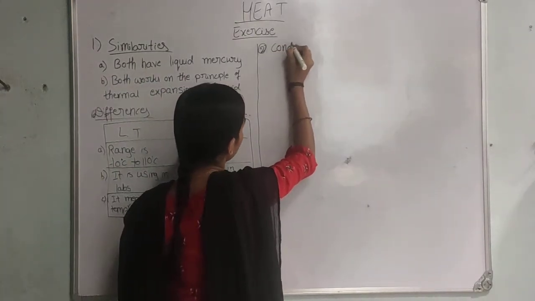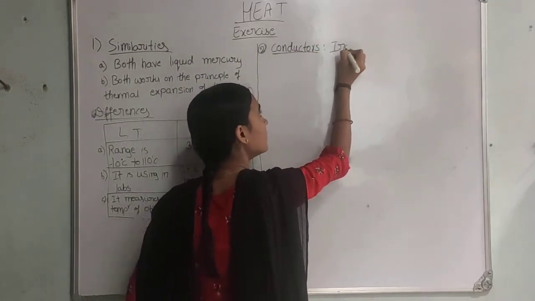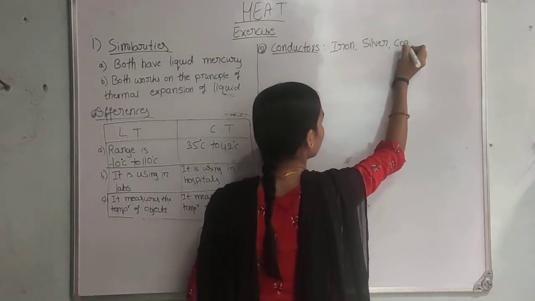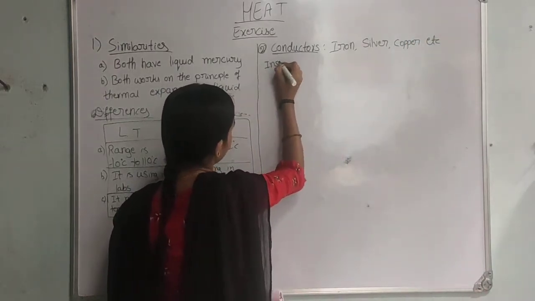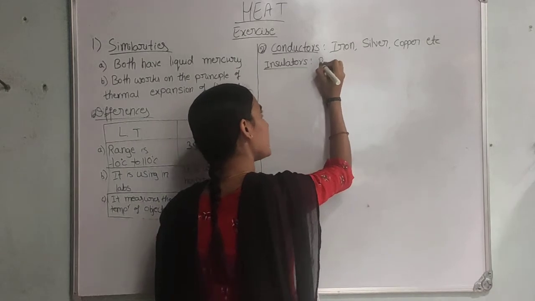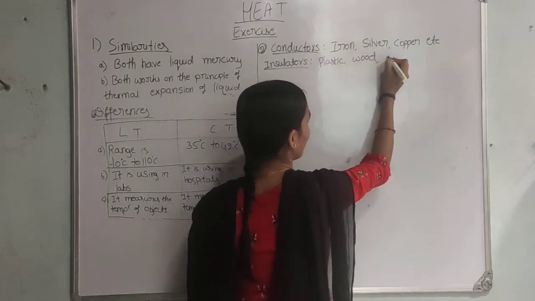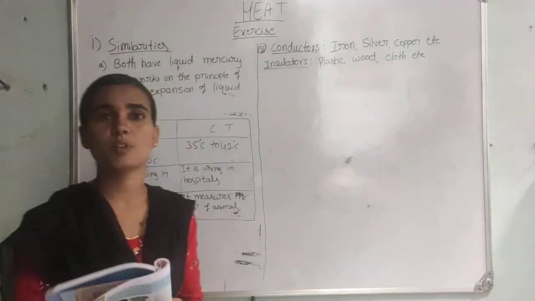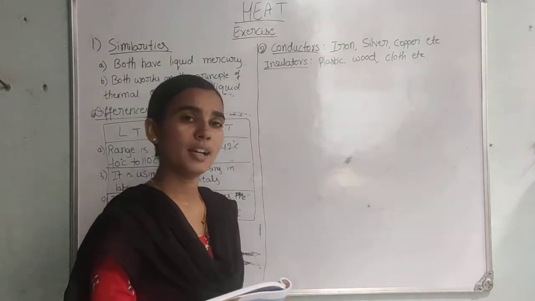Examples for conductors: iron, silver, copper, etc. are examples for a conductor. Examples for insulators: plastic, wood, cloth, etc. These are examples for the insulator. So plastic, wood and cloth do not allow the heat to pass through them.